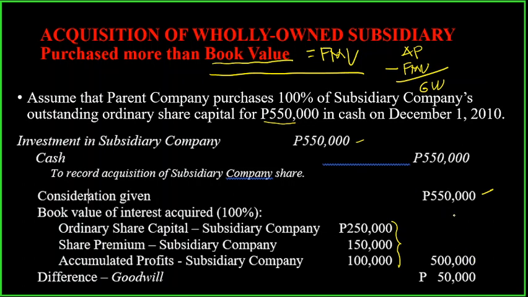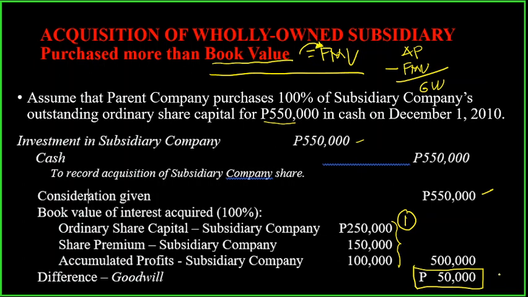Fair market value, you have the consideration given. There is a difference of 50. Now we are going to record this. Okay, so in your elimination entry, we have to eliminate this first, number 1, since there's no adjustment to your values because book value is equal to your fair market value.